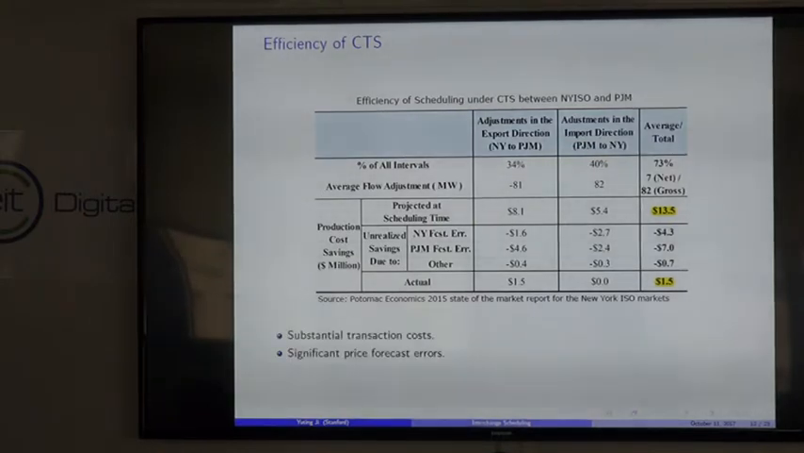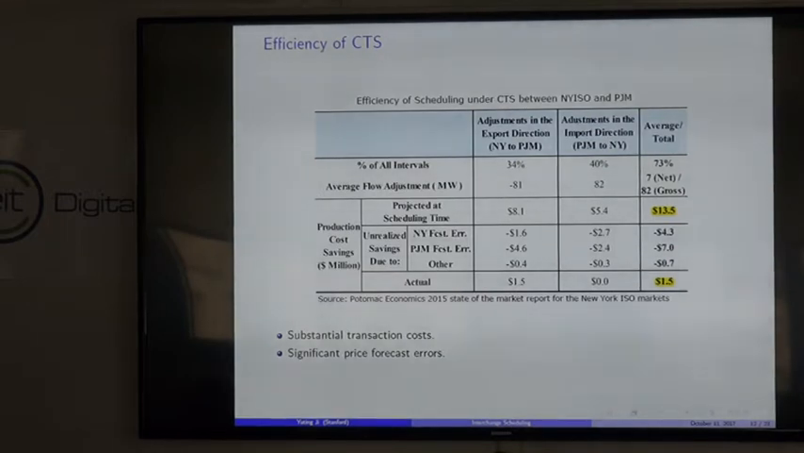So the reason why it doesn't work well: first, there will be substantial transaction costs. That makes the market participants not willing to bid in this market because their gain may be offset by their transaction cost. And the second reason is their price forecast for that supply and demand curve can be very, very inaccurate.